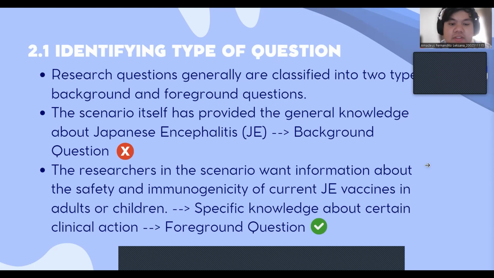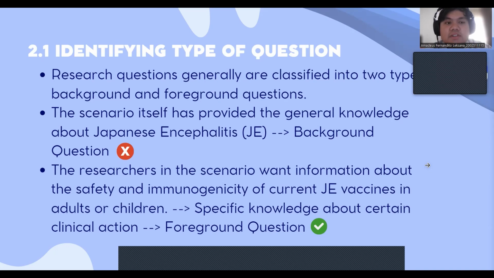So, based on the scenario mentioned before, there is some information that may help to identify the type of question. Research questions are generally classified into two types, which are background and foreground questions. The scenario itself has provided general knowledge of Japanese encephalitis, and general knowledge is usually asked in background question types.